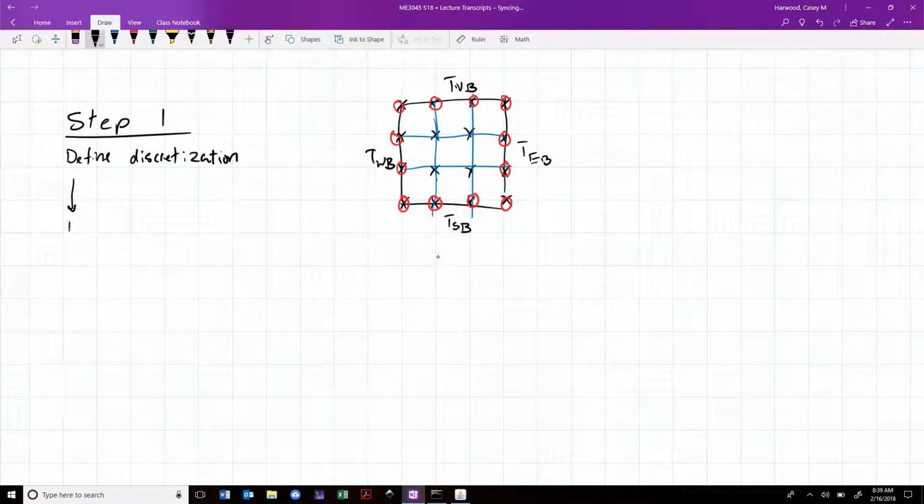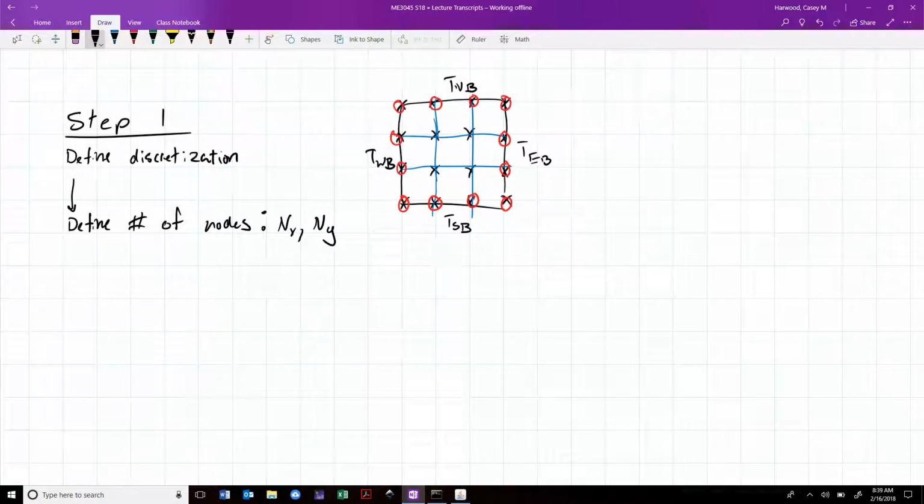So this translates into define your number of nodes, and we'll call this nx and ny. That is the number of nodes in the x and the y direction. So in this case, we have nx equals 4 and ny equals 4.